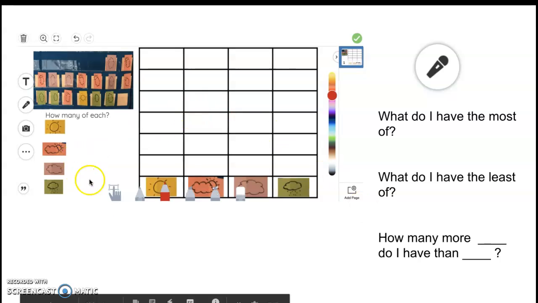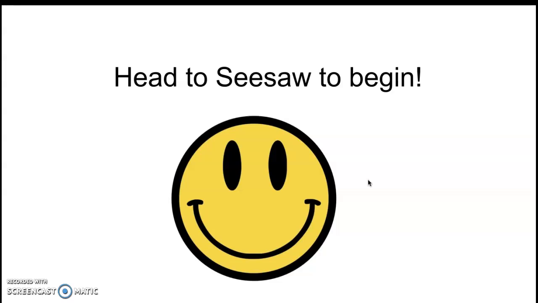All right, and then I also want you to circle the weather you've had the most of using red, and circle the weather you had the least of with blue. And when you're all finished, you hit that green check button in the top right corner.